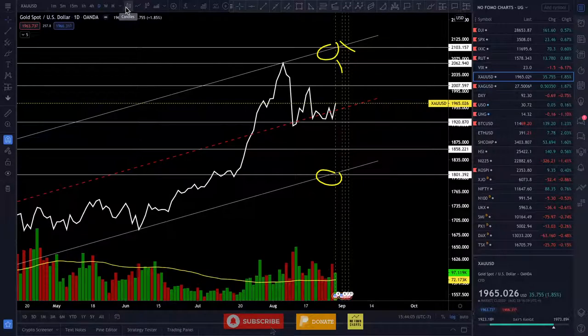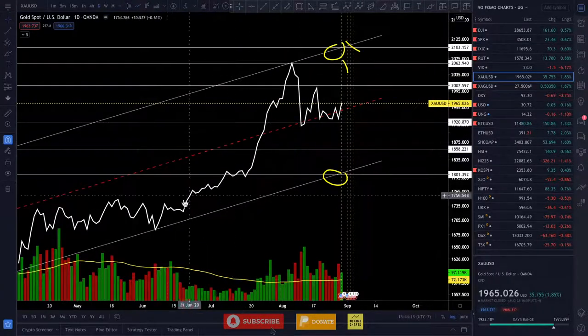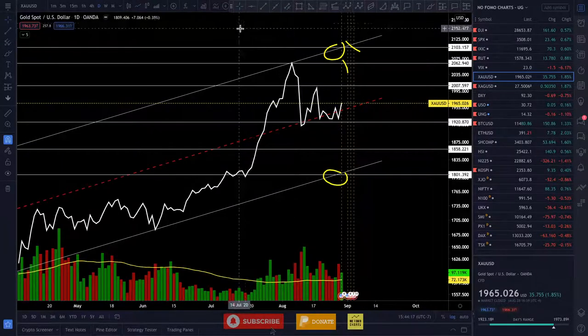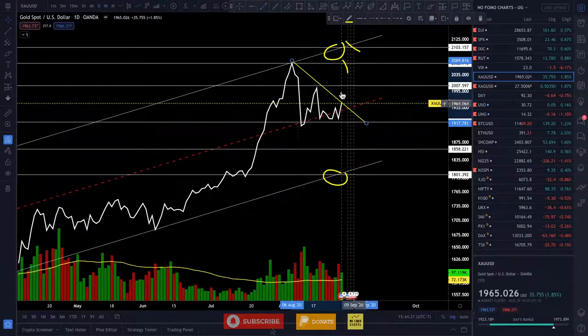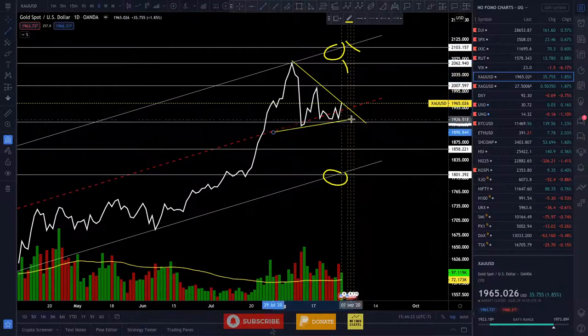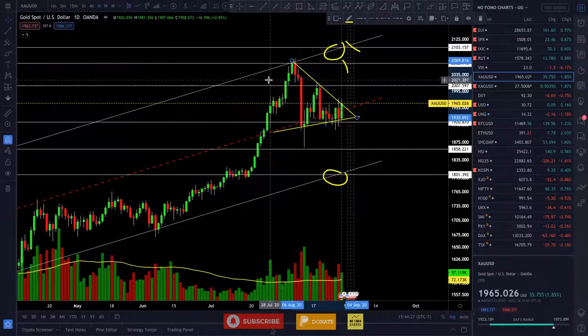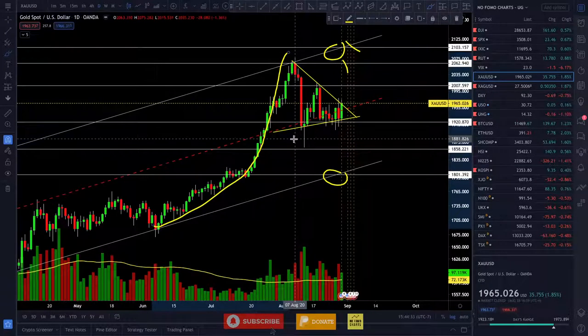Also, it's not a perfect pennant, okay? But the general psychology is there, it's tightening. If you want to look at this like a giant flag, look at it like this. You see that yellow triangle? It's kind of sideways, but if this is a giant flagpole, you see that? Now it all makes sense.